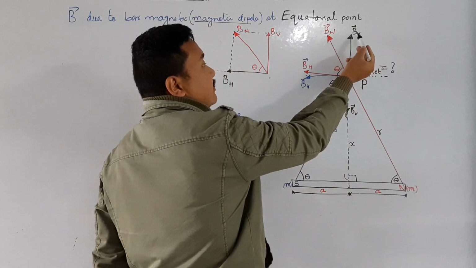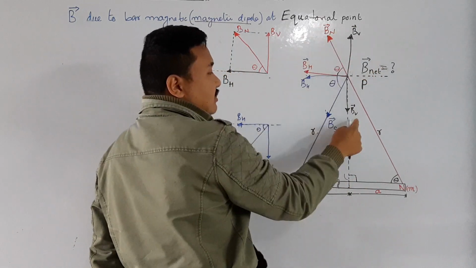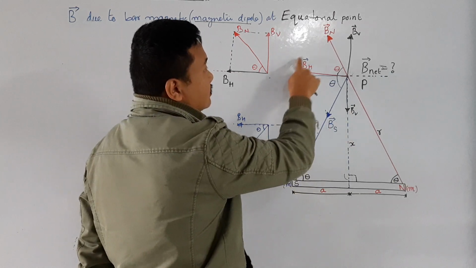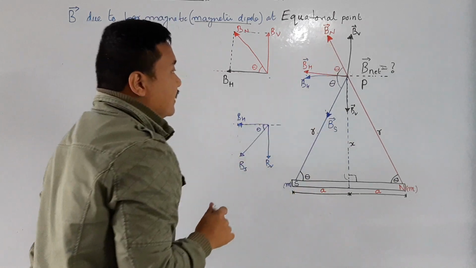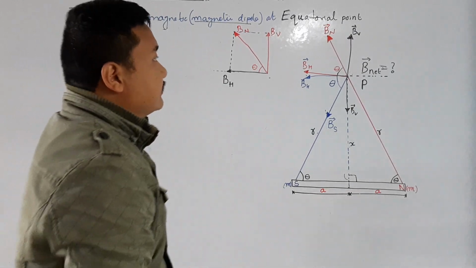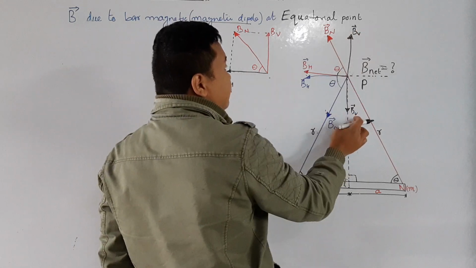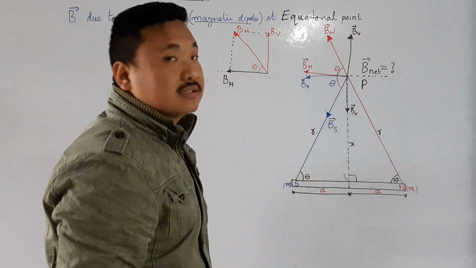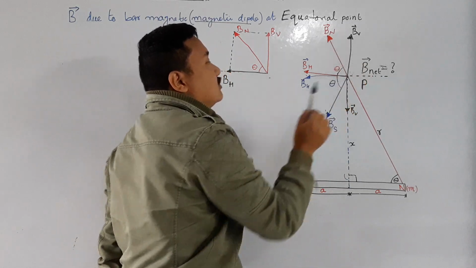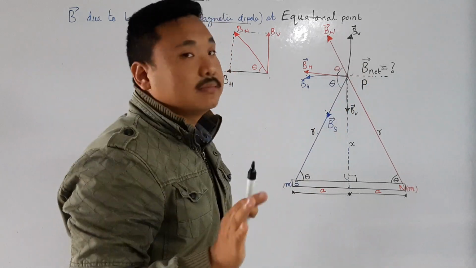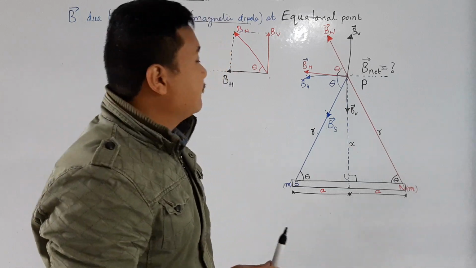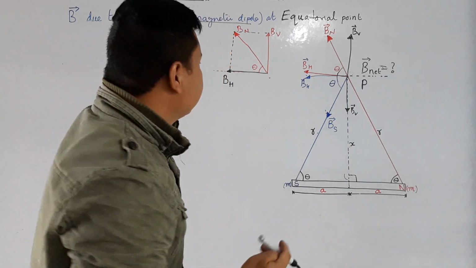Okay, so this vertical is because of this Bn, and this vertical magnetic field is because of this, and these two are because of this and this. Okay, so now if you see here, BV and BV both are the vertical components of magnetic field, which are in opposite direction with the same magnitude. Therefore they will cancel.